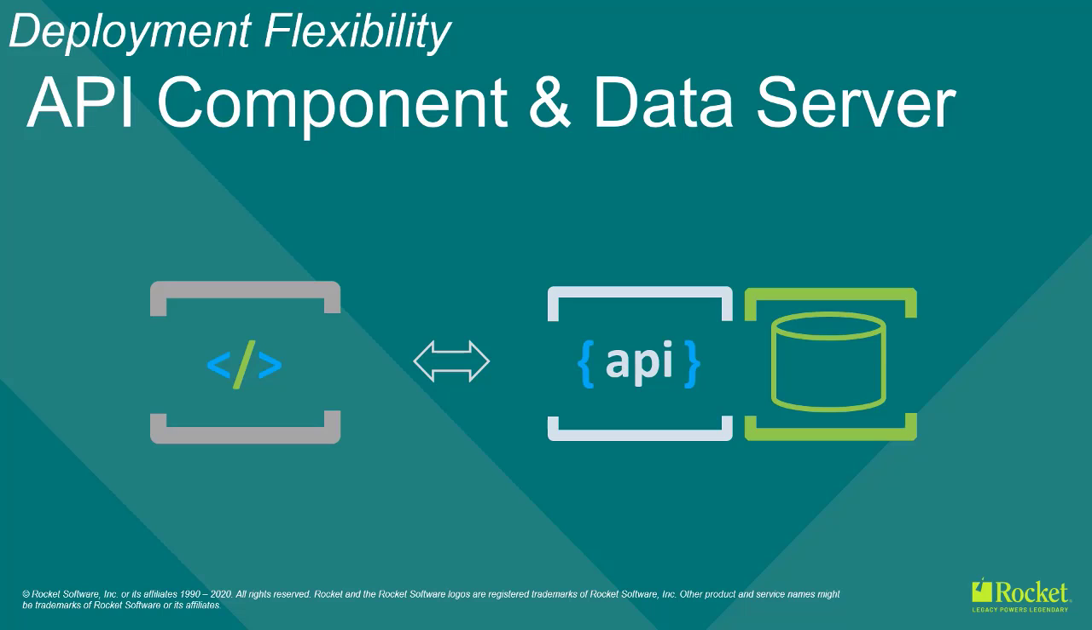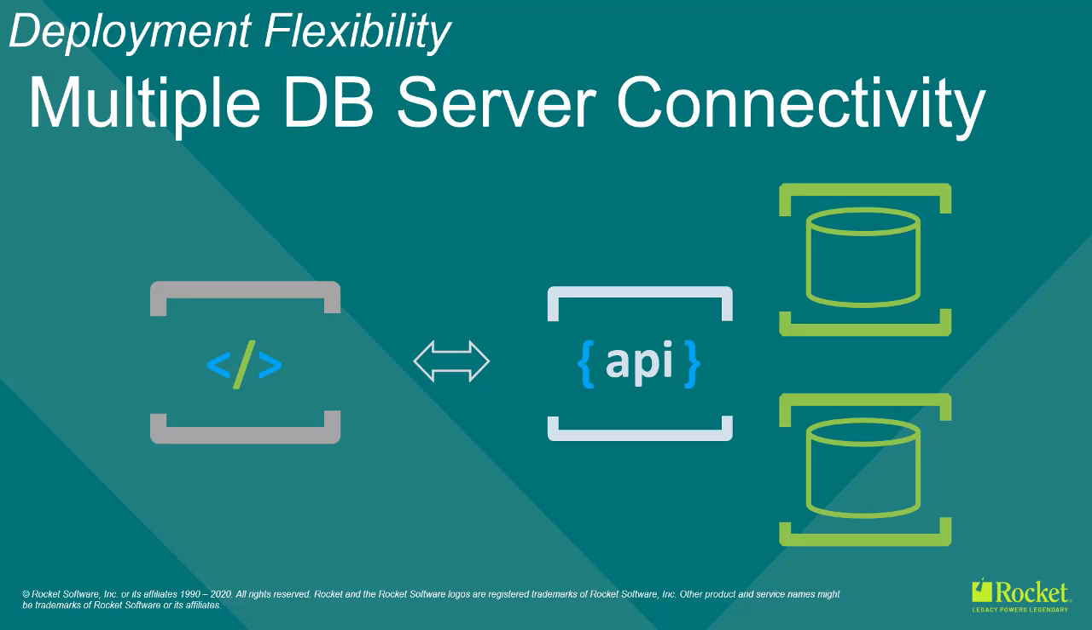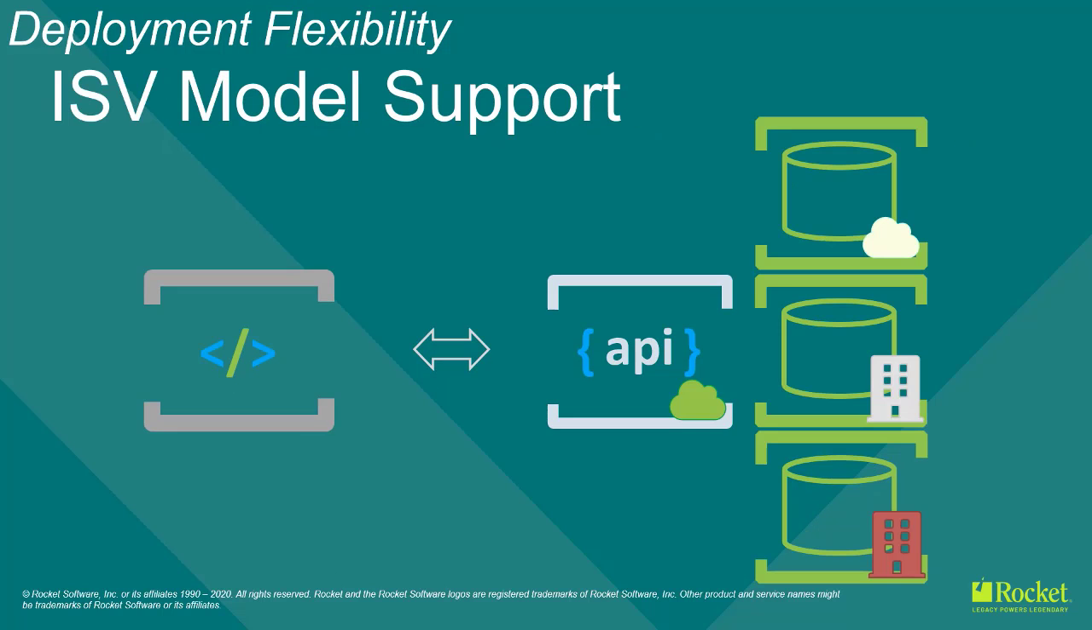MVIS can be run right on top of the data server. MVIS can also run off the data server and support multiple data servers on the back end. MVIS also supports the independent software vendor model in a hybrid layout, where some customers may be in the cloud and some are actually on-premise. MVIS will allow you to connect your application to both of those resources in the back end.